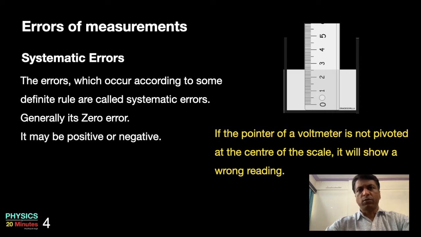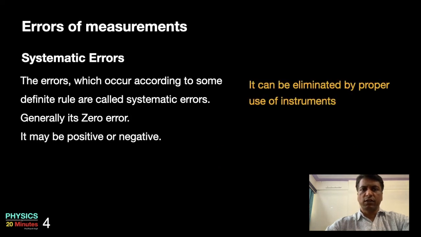If the pointer of the voltmeter is not pivoted at the center of the scale, it will show you a wrong reading. How do you eliminate them? It can be eliminated by proper use of instruments.